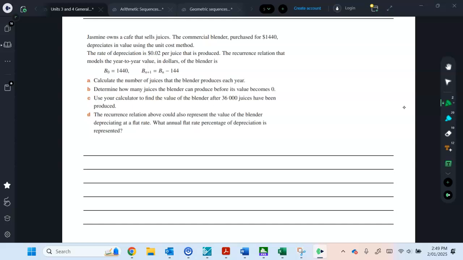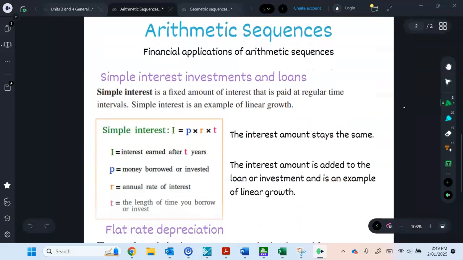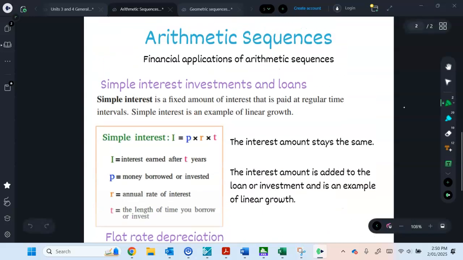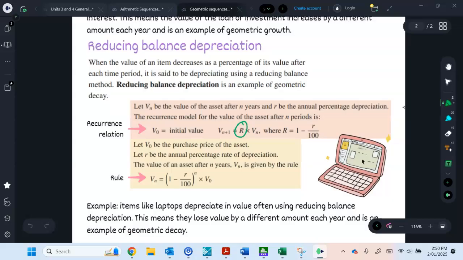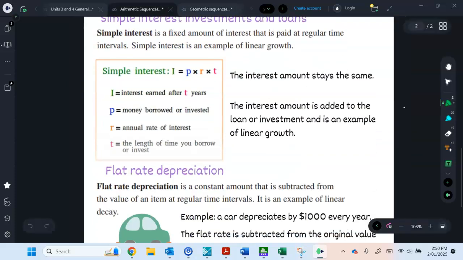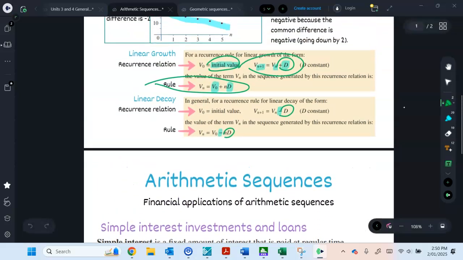All right, so if you're reading an exam or on your SAC and it tells you what method to use, remember you should have it in your notes. I did tell you in a previous video to have this page next to this page. Both of them look at the financial applications, and it's just a matter of looking at which one it is an example of. All right, there we go, unit cost depreciation, there it is. It's an example of linear decay, it does say that down there, your recurrence relation and your rule.